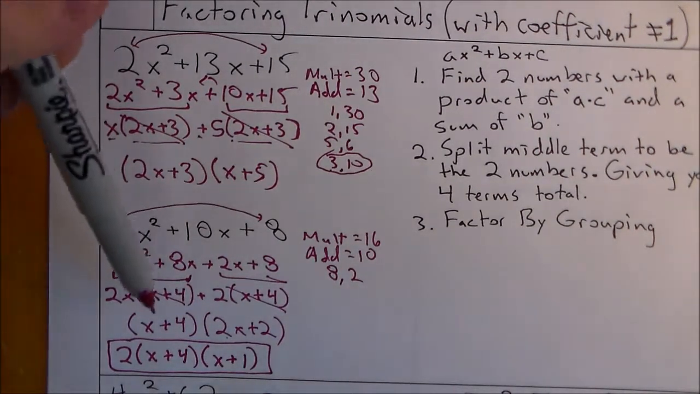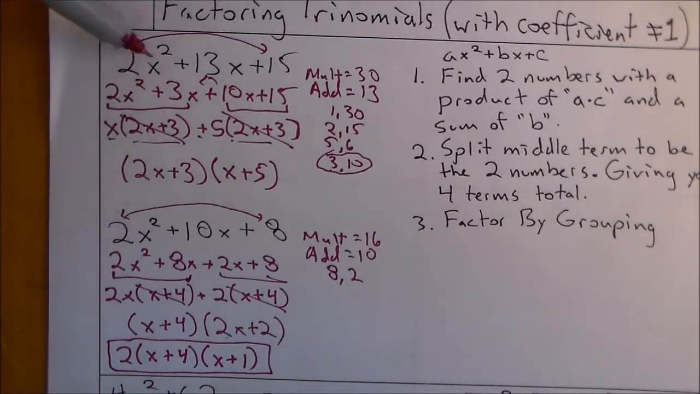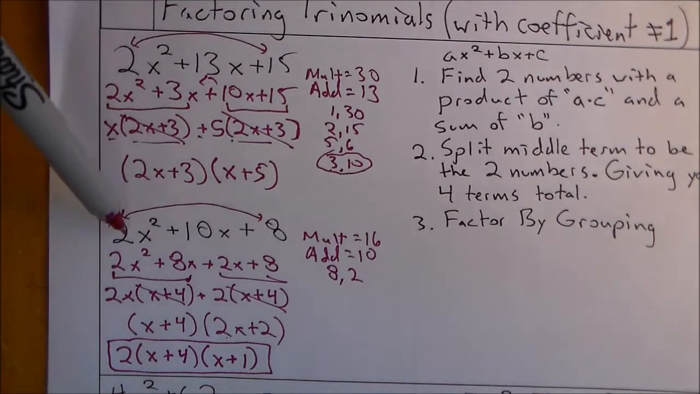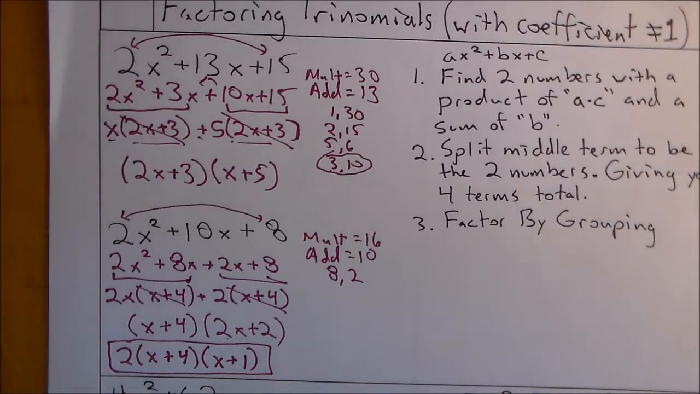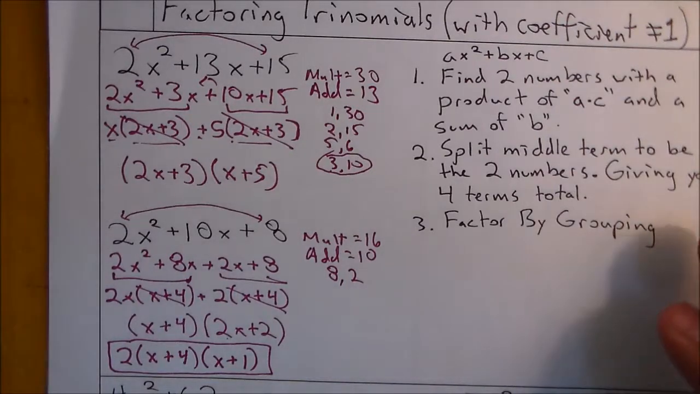Now why that happened here and not up here is up here we didn't have a GCF: 2, 13, and 15. But in the second problem, 2, 10, and 8, I could have divided 2 out from the beginning. I didn't do it here because I wanted to show that I could factor. As you get better at factoring, you want to factor out a GCF from the beginning, but I want you to at least see the process that we went through.